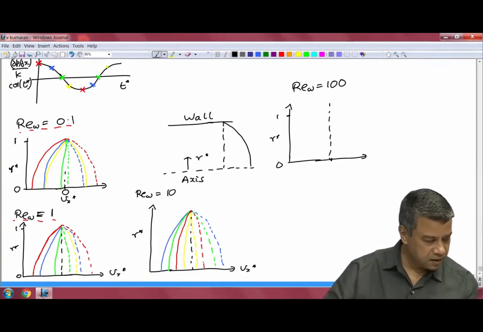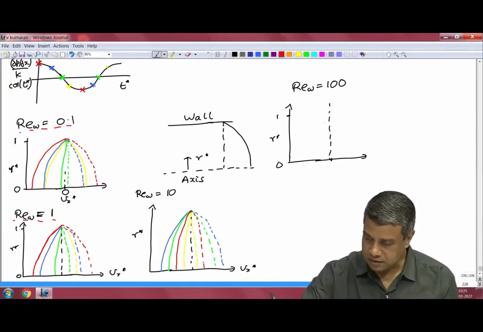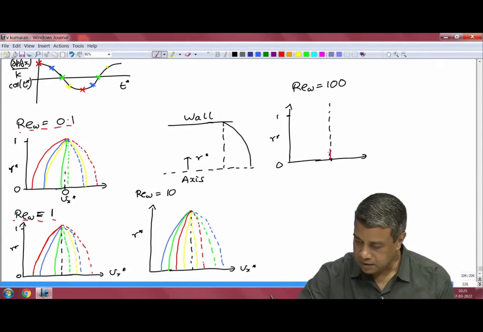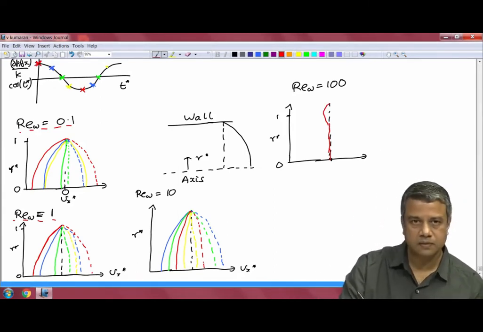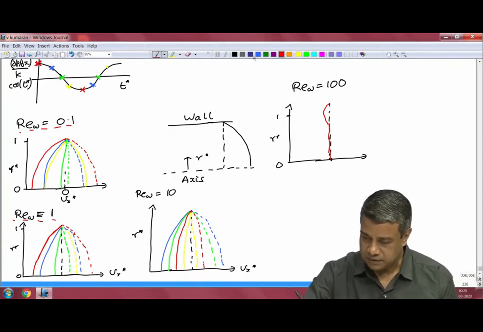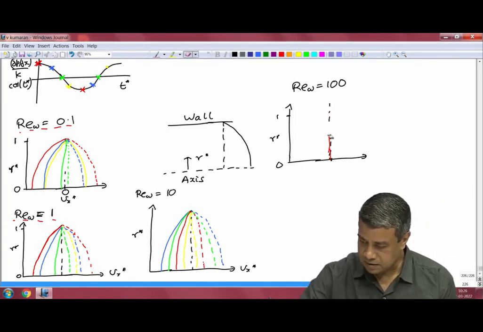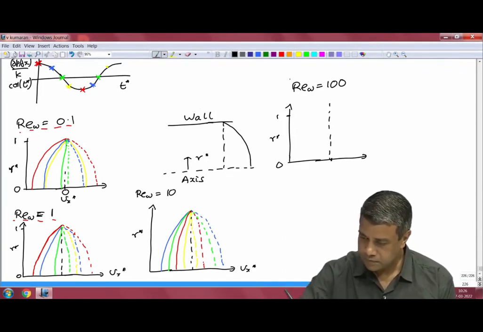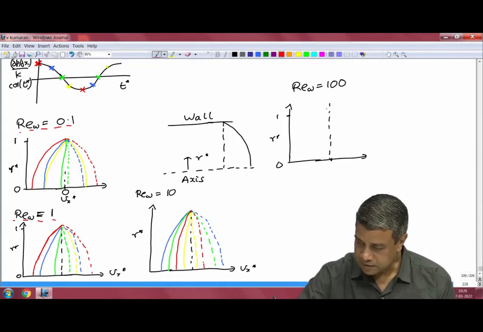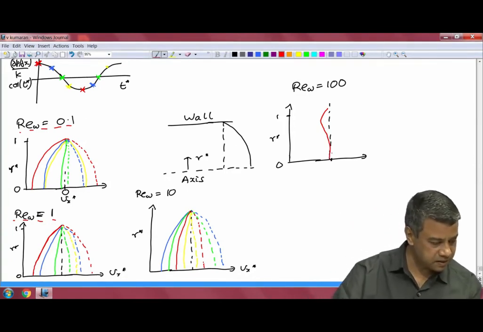In this case, the velocity is actually close to a minimum when the pressure gradient is a maximum. So, if I look at it at this point where the pressure gradient is a maximum, the velocity actually looks something like this. It is virtually 0 when the pressure gradient is a maximum.